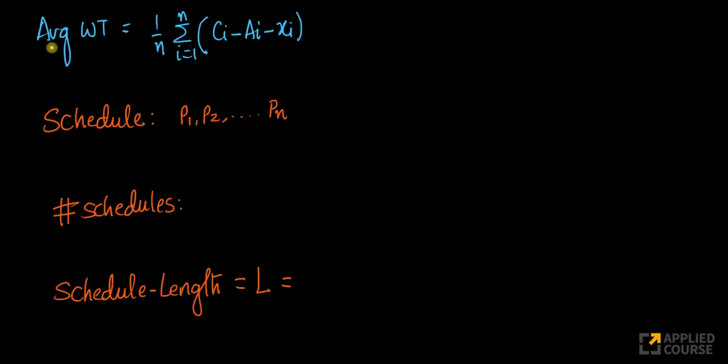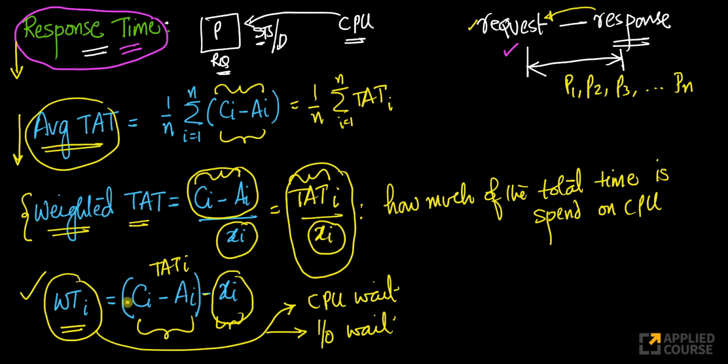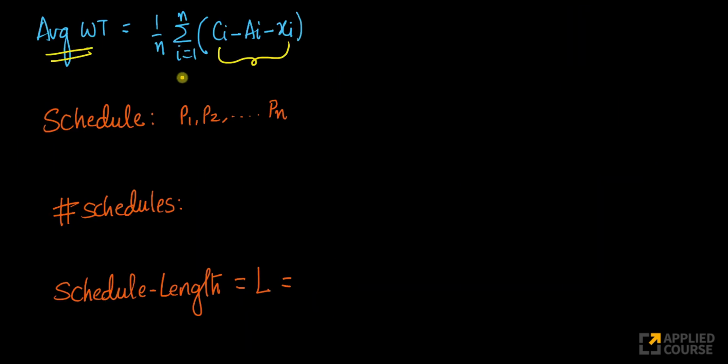Very simple. Similarly, we can also define average wait time across all the processes. What is this? This is the wait time of a process i. We just saw this: C_i minus A_i, total time minus time spent on the CPU. This is the total CPU wait time plus IO wait time. So now I can average it. If I have n processes, this is nothing but 1 by n, summation i equals 1 to n, of the wait time of i, a simple mean average. This is also called the average wait time.